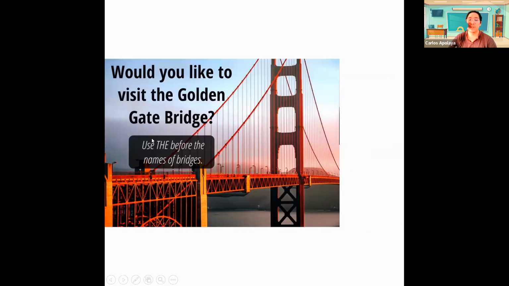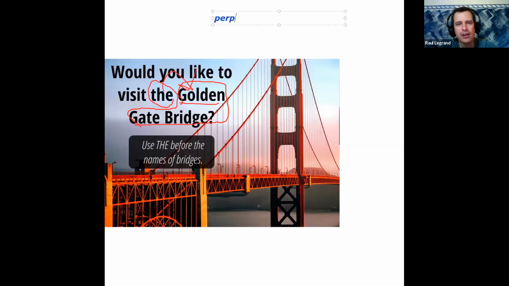Then we have, there is another bridge in Brooklyn. So why don't you use the for the mountains as well as the bridges? I have no idea, but this is part of the rules. The Golden Gate Bridge is a proper name, like Raul, like Carlos. But the word the is included in the name. It is like Peru. I never say the Peru. Why? Because it's not included, even when Peru is a proper name. But we have the USA, and in this case, the is included.